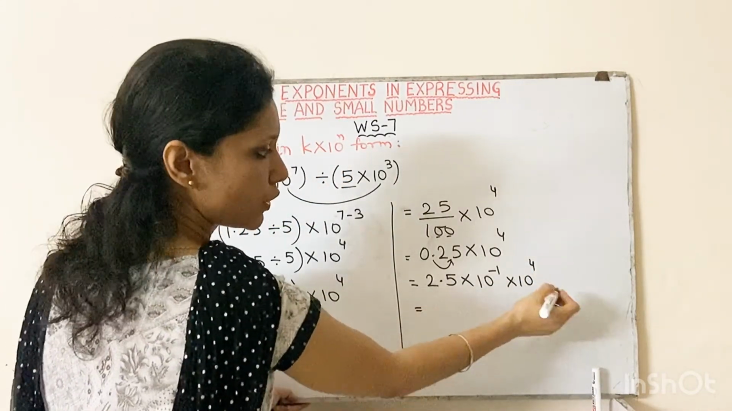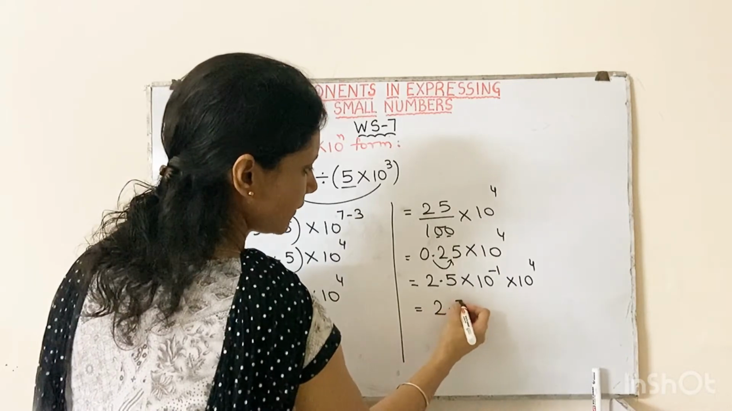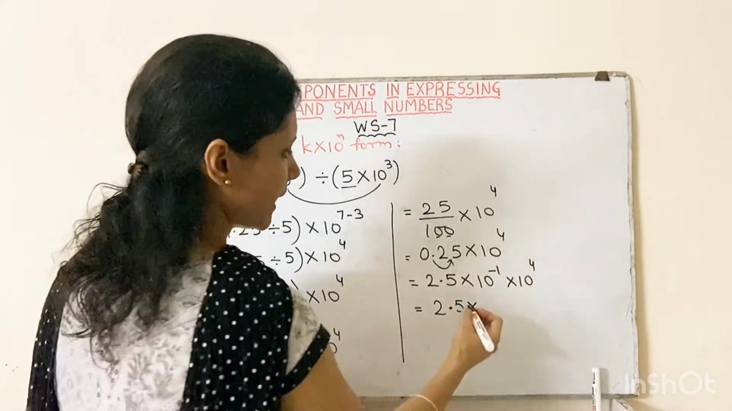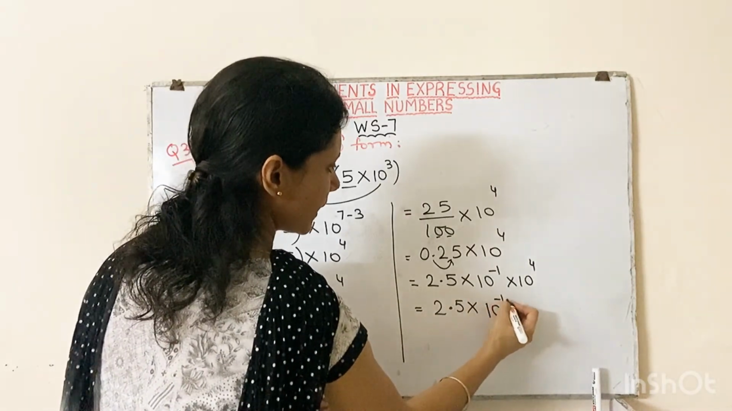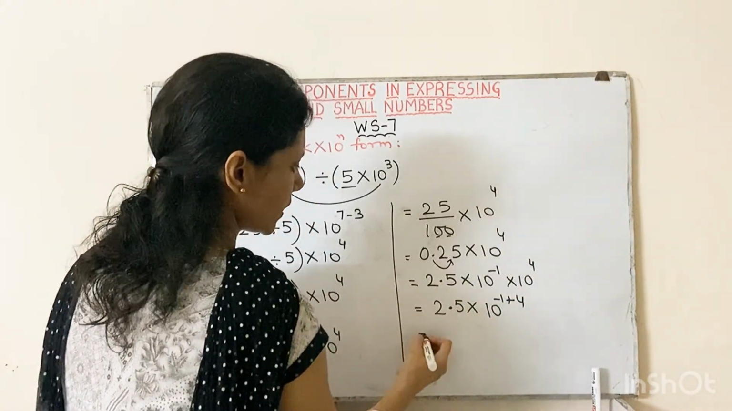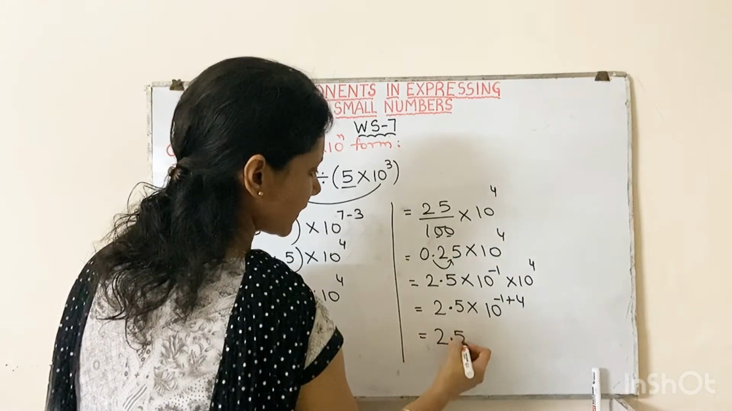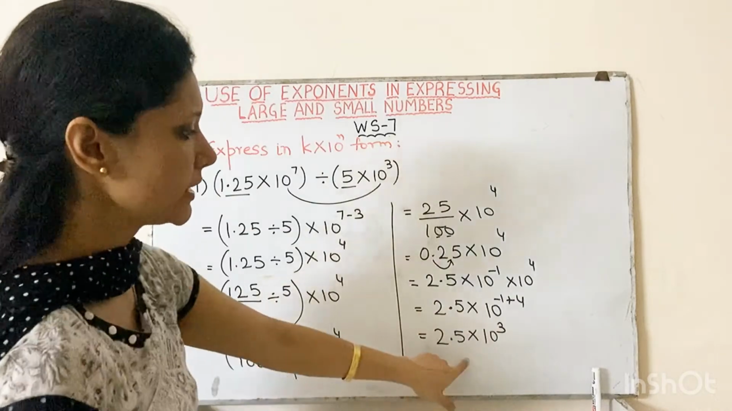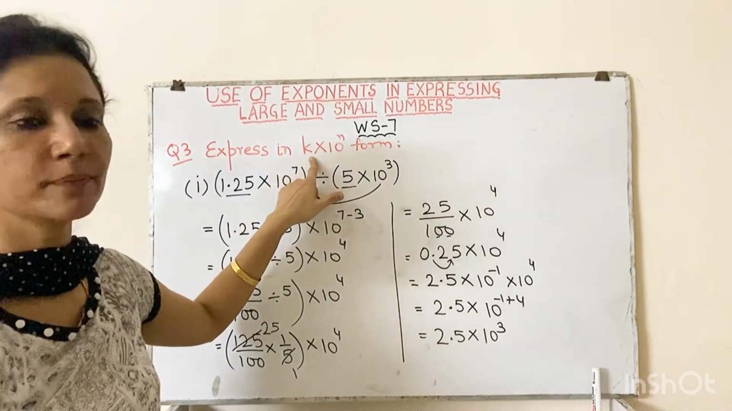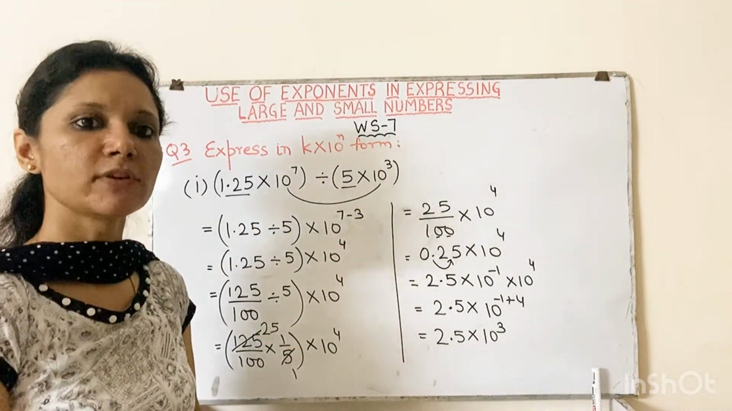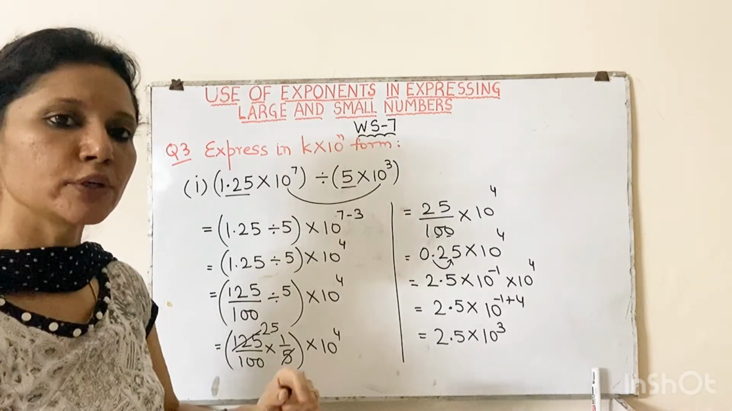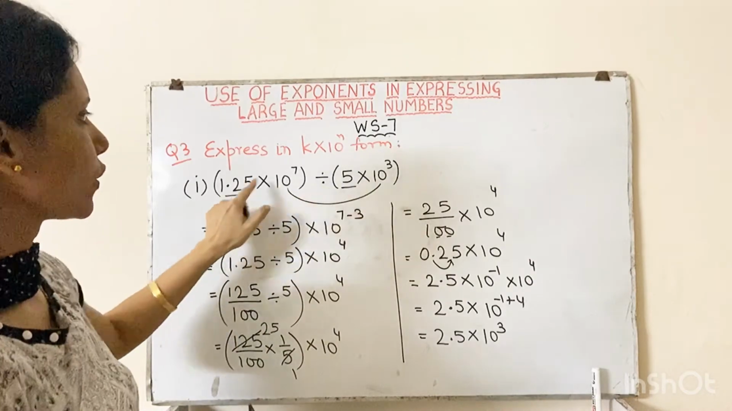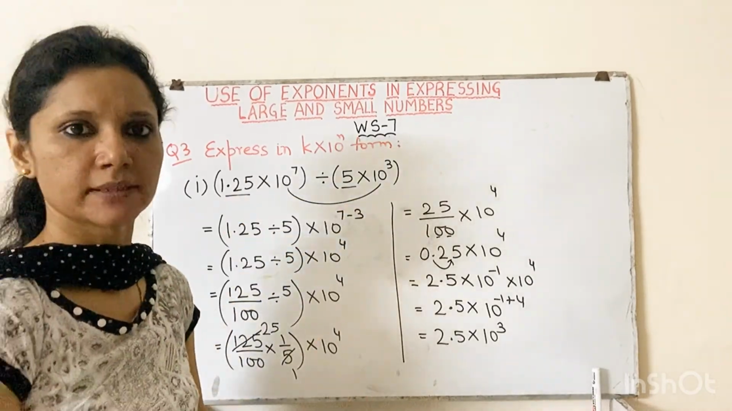So let's solve the tens now. 2.5 multiplied by, again the bases are same, so powers would be added. So 10 raised to the power minus 1 plus 4. So this becomes 2.5 multiplied by 10 raised to the power 3. Now this is the required standard form, that is k multiplied by 10 raised to the power n form. So what you need to keep in mind is solve the tens separately and solve the numbers separately.